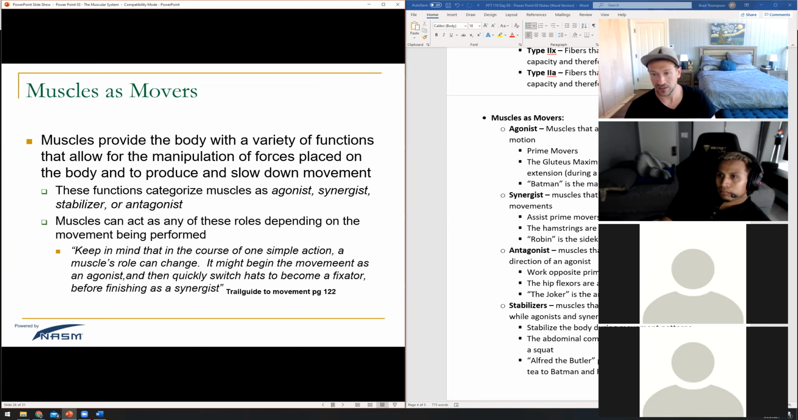So you want to lift relatively heavy to get the type 2 stuff activated. And then you can finish it off with some explosive aerobic stuff, doing the aerobic work at the end.